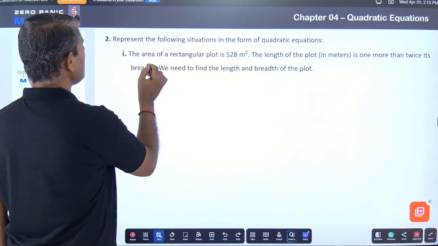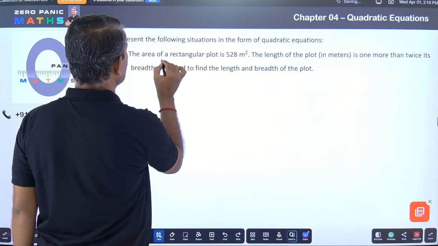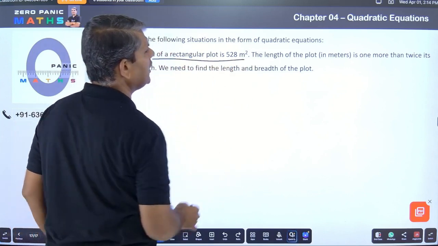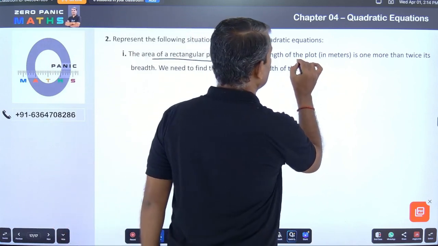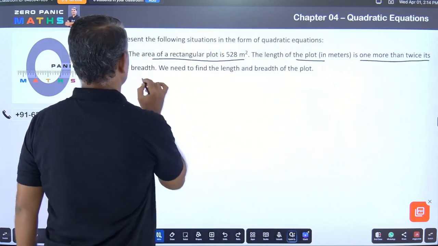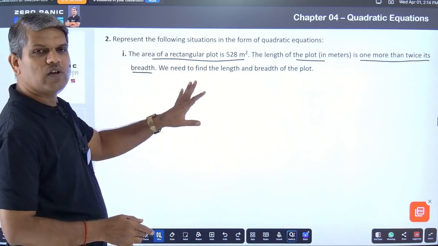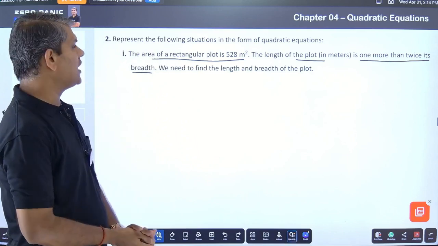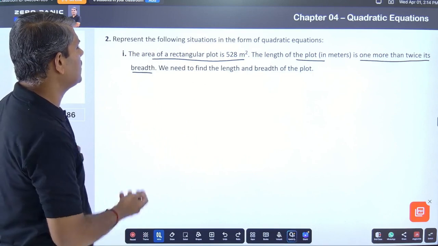In the first question, they are saying the area of a rectangular plot is 528, and that the length of the plot in meters is one more than twice its breadth. If you remember, the same problem was given as an example in the previous session. There was an example.